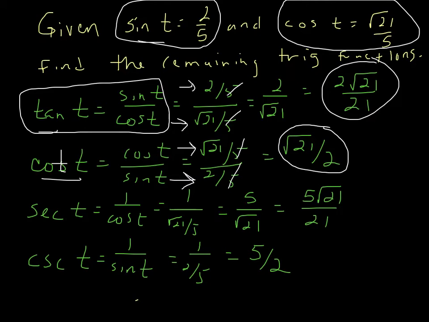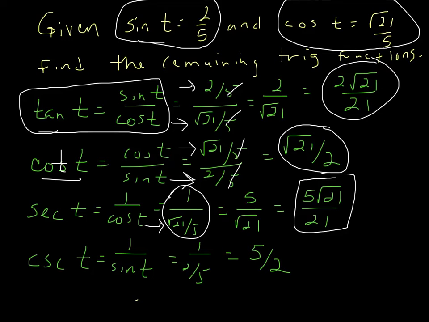Secant is 1 divided by cosine. So I insert the square root of 21/5 for cosine of t, giving me 5 divided by square root of 21, because this here means take the reciprocal. 1 over means reciprocal. So when I flip it, I get 5 over square root of 21, and when I rationalize, we end up with 5 square root of 21 divided by 21.